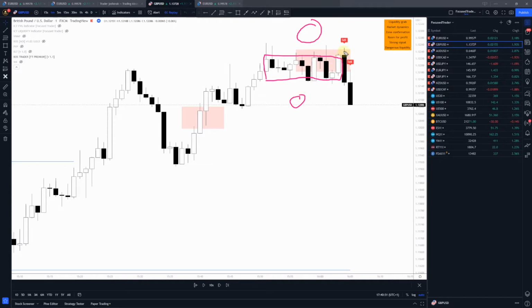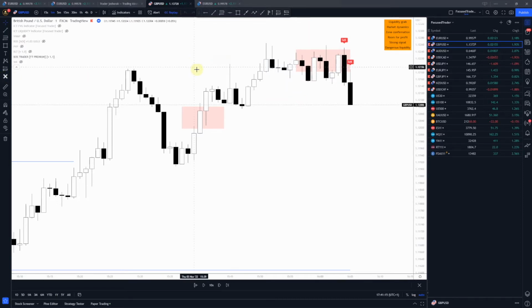And since we are entering here and this liquidity wasn't grabbed yet, there is high probability that the market will just grab this liquidity and then reverse and go for this liquidity here. So this is canceling this sell signal and it should stop you from entering a sell position there. So that's it, and let's see how it went.